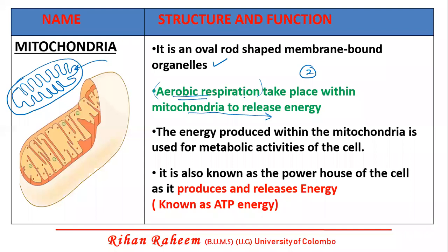The energy produced within the mitochondria is used for all our metabolic activities. Now I am talking because energy is produced in my body. I am writing, you all are writing, you all are doing work. Some students are running, playing, all that due to the energy produced by the mitochondria. So that is known as the powerhouse of the cell. The nickname is powerhouse. It produces and releases energy. Also remember, the energy which is produced inside the human body is known as ATP energy.